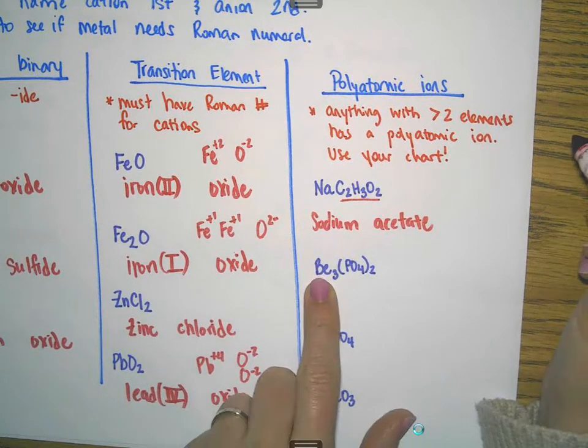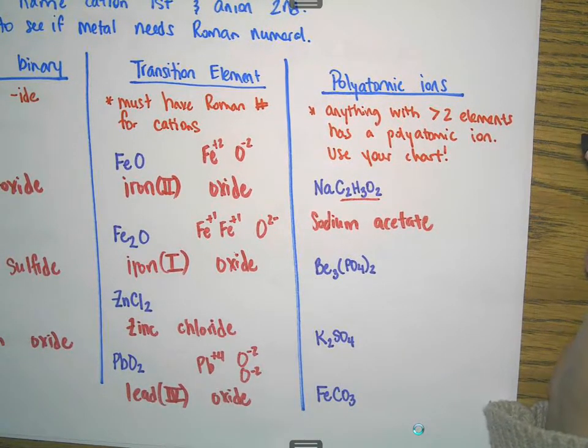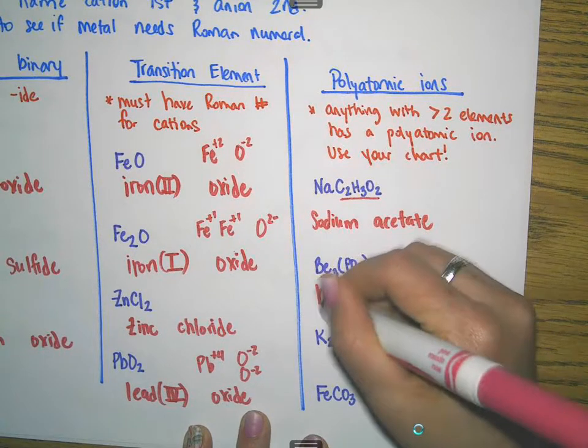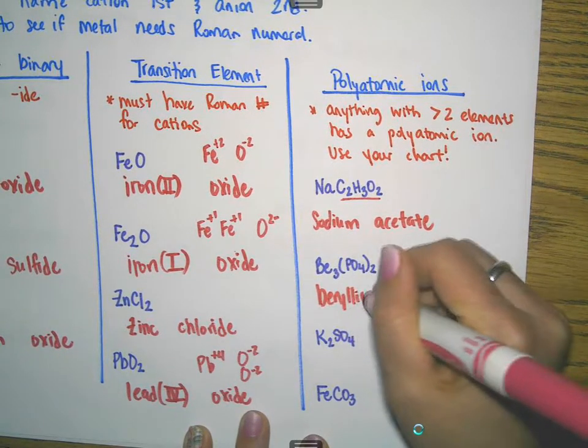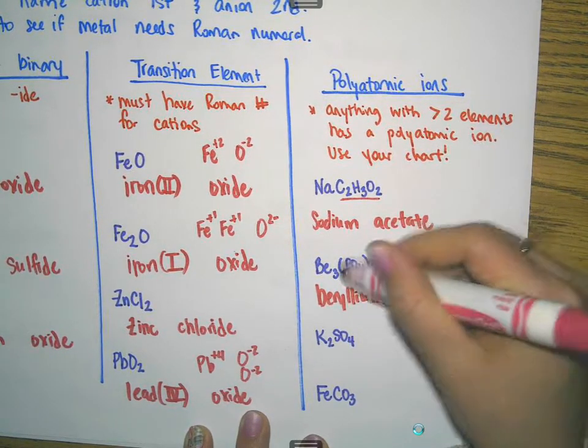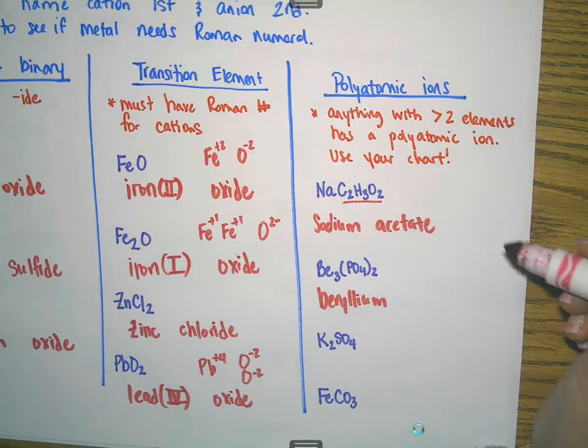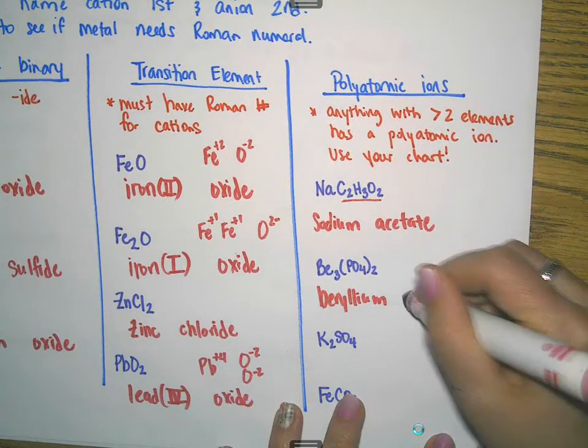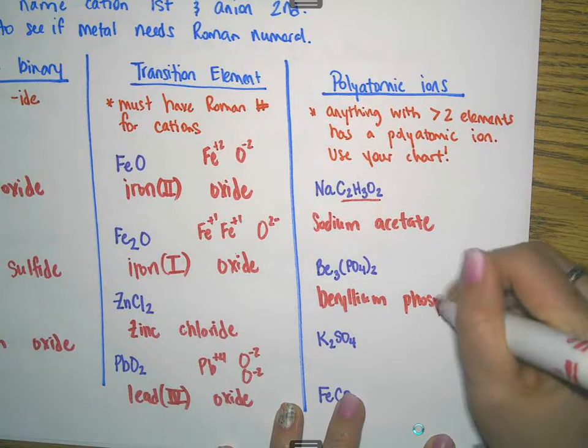Beryllium. Beryllium is a group 2 metal, so it doesn't get a number. So I'm going to write on my paper beryllium. And then the parentheses help me out a lot by showing me what my polyatomic ion is. And I look it up on my chart and I see that it's called phosphate.